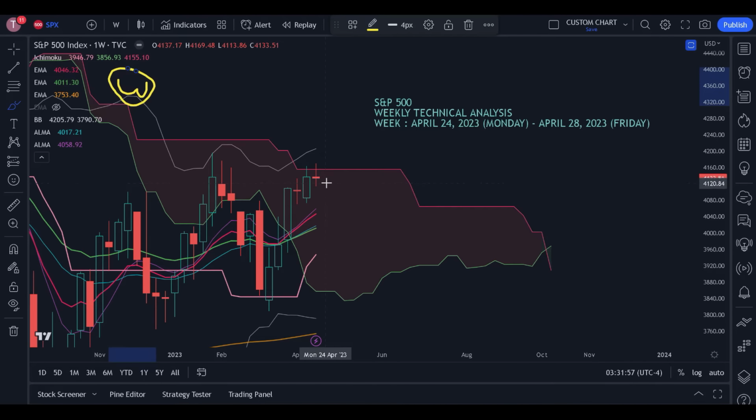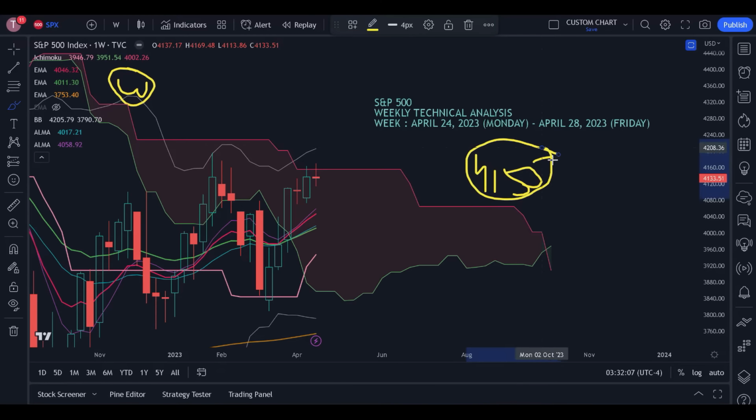Now, why was the closing above 4155 so important? The reason is that 4155 is not just a number. It is a very heavy, very strong resistance, because of 2 or 3 factors. Number one, the very first factor is the upper band of the Ichimoku.